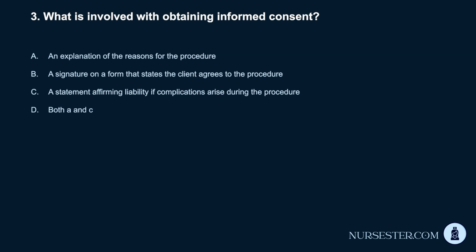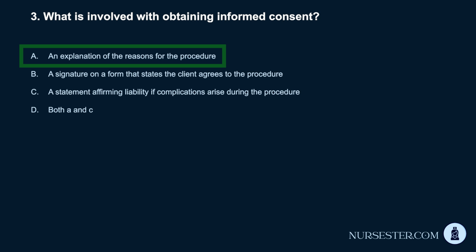3. What is involved with obtaining informed consent? A. An explanation of the reasons for the procedure. B. A signature on a form that states the client agrees to the procedure. C. A statement affirming liability if complications arise during the procedure. D. Both A and C.